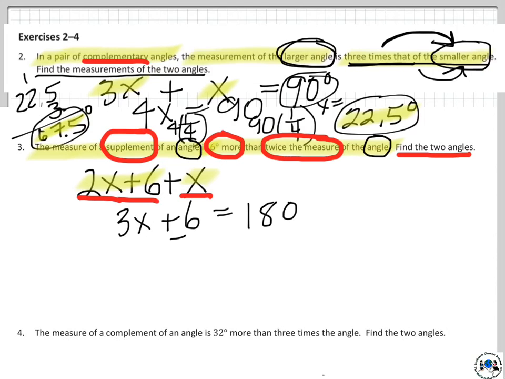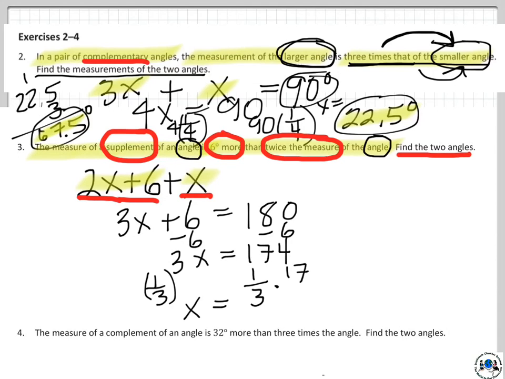And continue to solve. Get rid of that 6, and then multiply by 1/3 on both sides. And we come up with x equal to 58 degrees, and of course that is not the answer, because the question is to find the two angles.